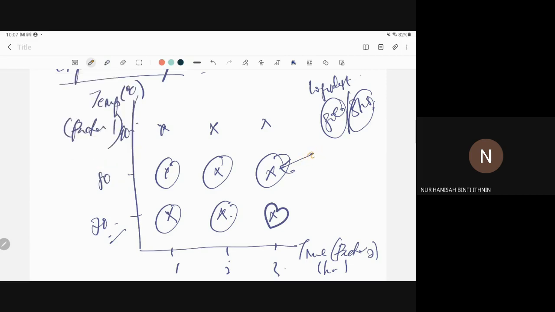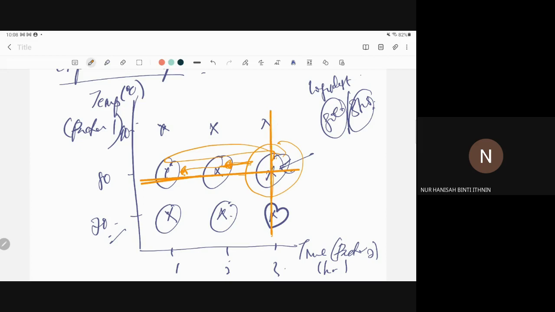So it is 80 degrees for 3 hours. Then we can compare with 80 degrees for 2 hours, and 80 degrees for 1 hour, meaning that we are looking at the possible effect of time, because along this the temperature is the same. All are 80. So actually we are looking at the effect of time. Or is it because of the temperature? Then we can compare it with this one.